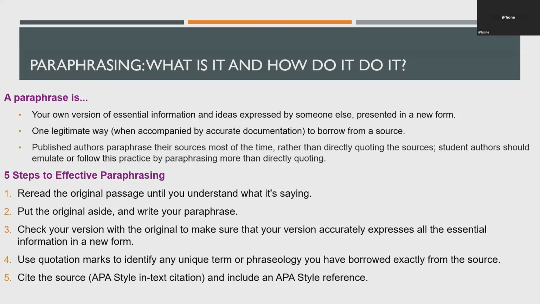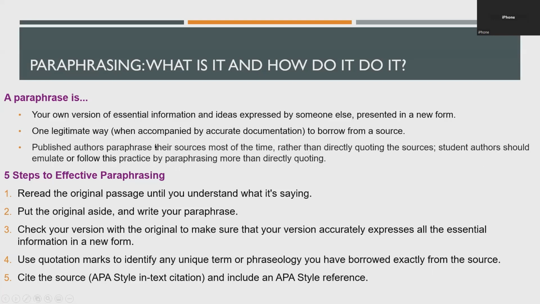Next, we're moving into paraphrasing. Paraphrasing is really important for academic writing. A paraphrase is just the word we use to say that you are putting something into your own words. So it's your own version of the information. And this is a perfectly legitimate way to borrow information from a source. And in fact, it's actually encouraged that you paraphrase more than you quote.